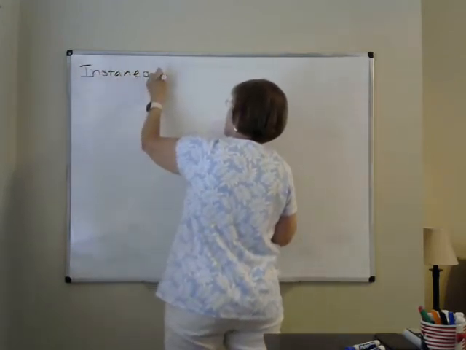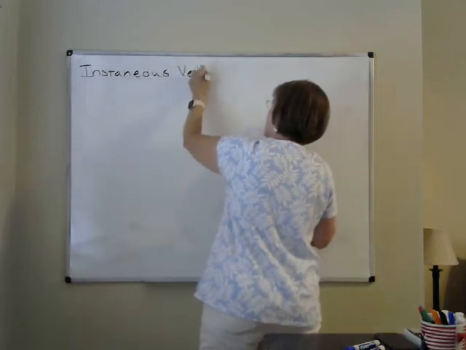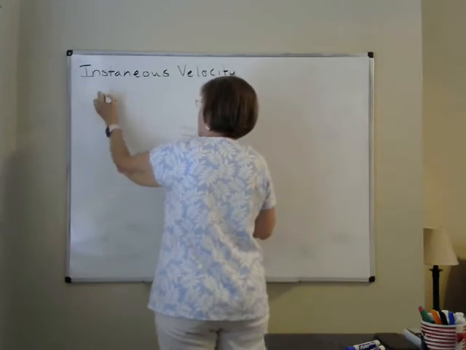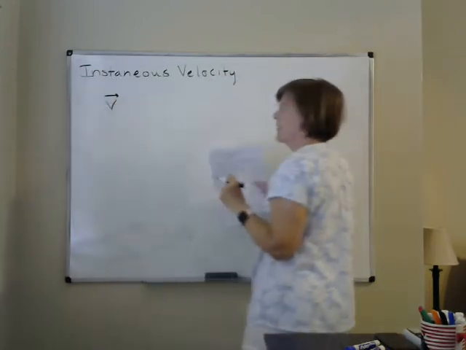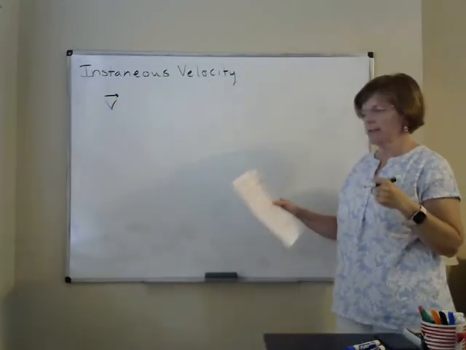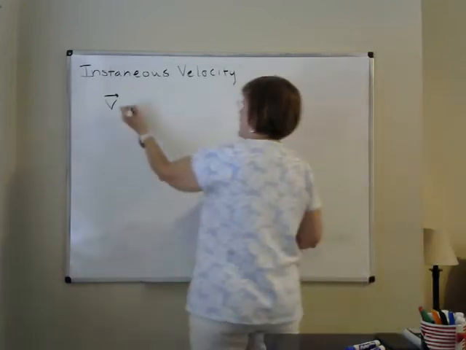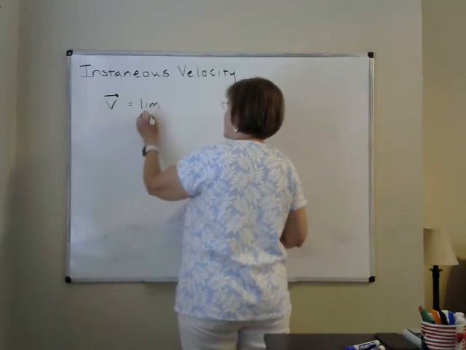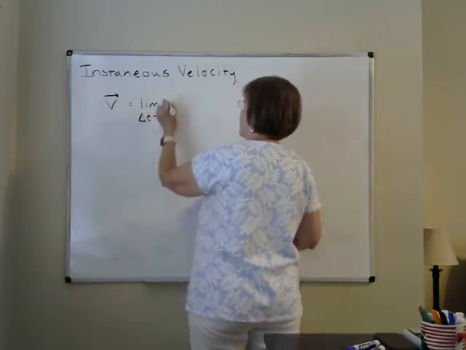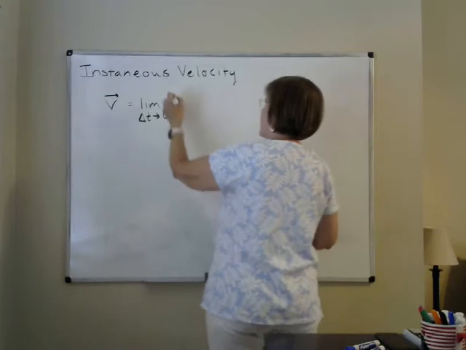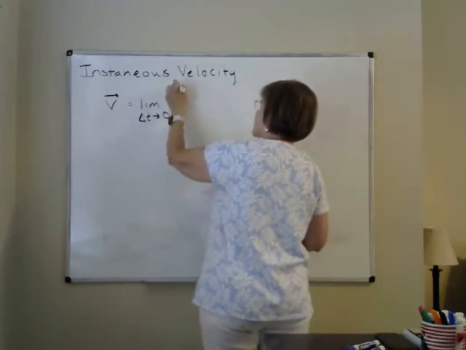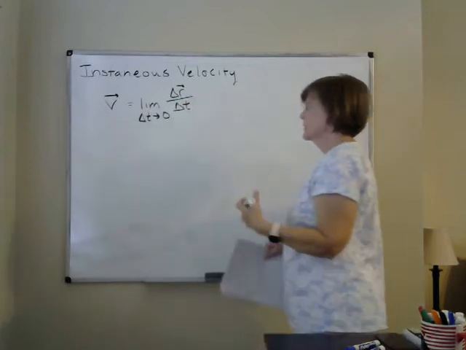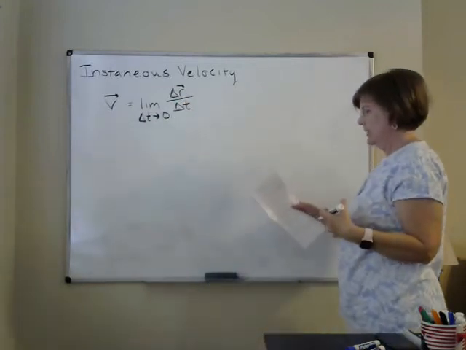Instantaneous velocity. We won't put the line over it, but we will put our little arrow. Our little arrow just reminds us this is a vector quantity. It would be equal to the limit as my time interval approaches 0, as I make that time interval very, very small, of the displacement over the time interval. So it looks just like it looked when we talked about linear motion.